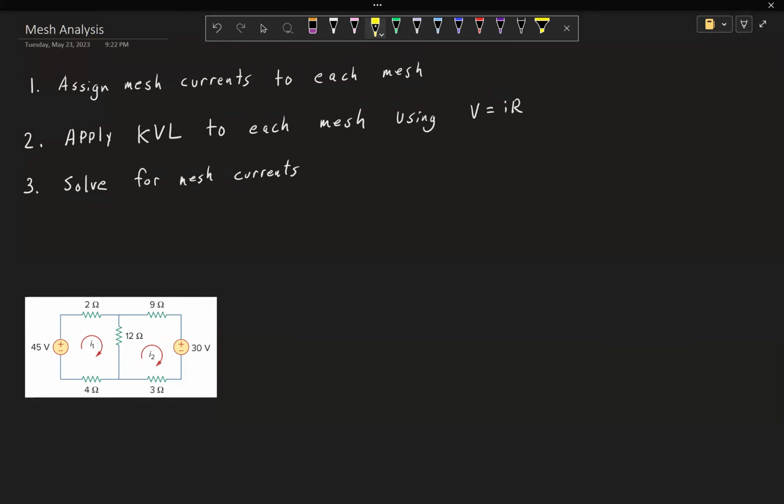So step one is to assign mesh currents to each mesh. It's already done for us. Step two, apply KVL. So we're going to start out with mesh one and then just do a KVL. So I'm going to look at it starting at this 4 ohm resistor and going that way. So we're summing the voltages, and the sum of the voltages in the mesh has to be equal to 0. So we're going to use V equals IR for I1. We're passing through the negative polarity, minus 45 volts plus 2 I1.